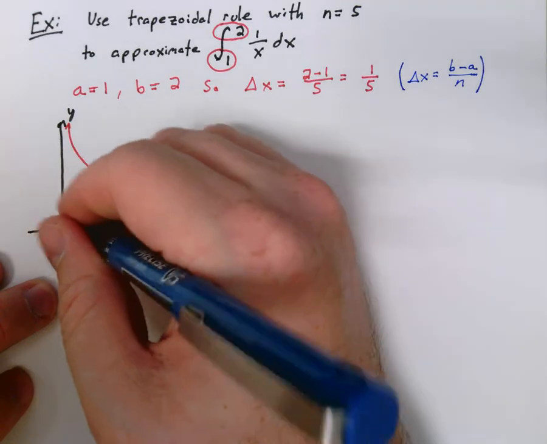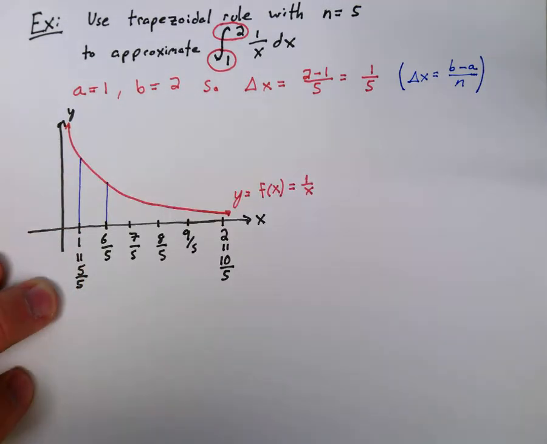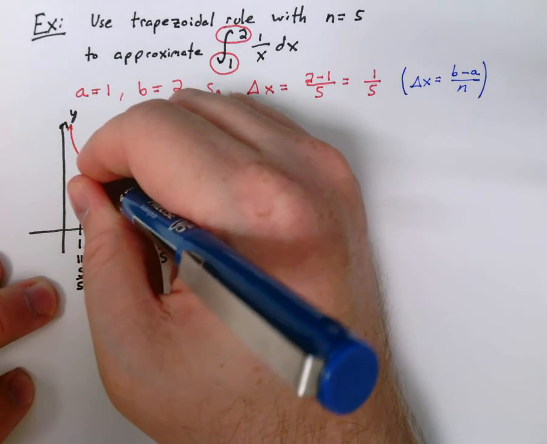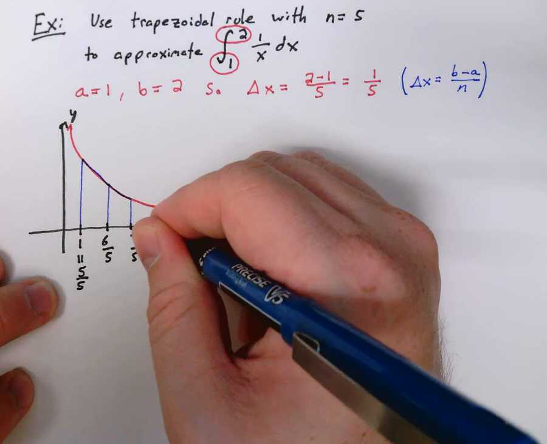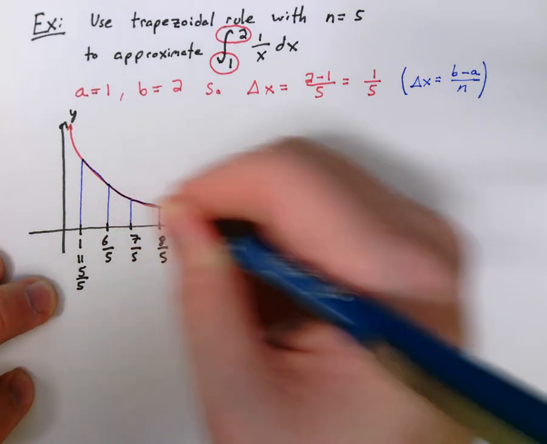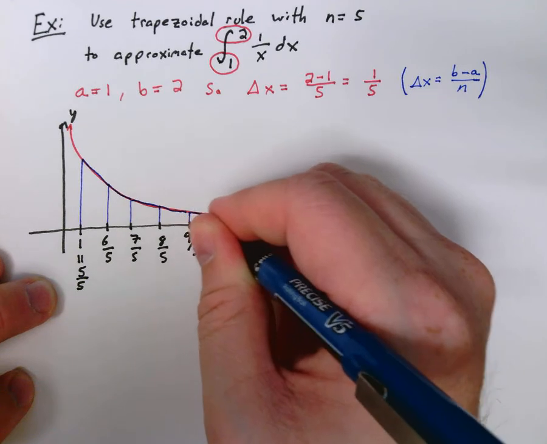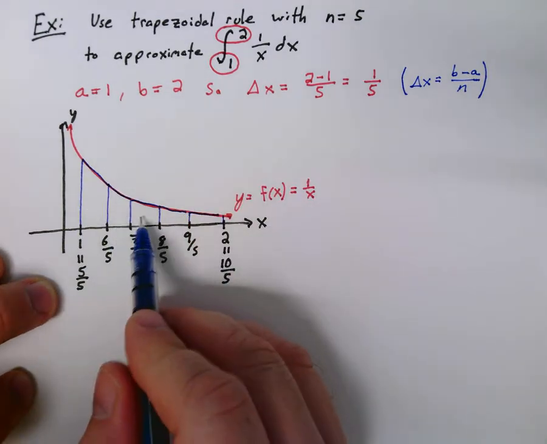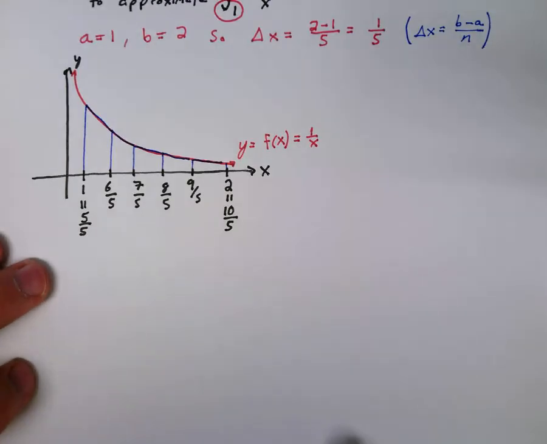Alright, so the trapezoids, I should have 5 trapezoids. So again, my first trapezoid, I'm going to connect the dots, draw this up, connect the lines, draw this up, again I connect it, draw this up, connect it, draw this one up, and connect it. So I have 1, 2, 3, 4, 5 trapezoids. Okay.